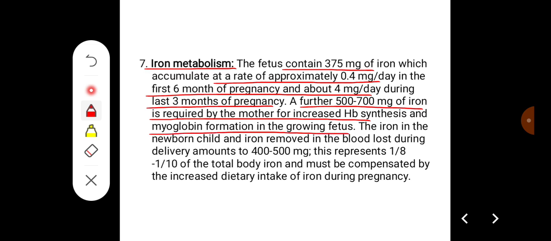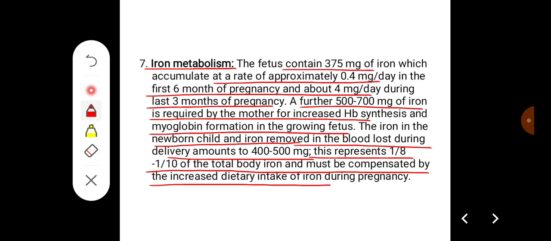in the growing fetus. The iron in the newborn child and the iron removed in the blood lost during delivery amounts to 400 to 500 milligrams. This represents 1/8 to 1/10 of the total body iron and must be compensated by increased dietary intake of iron during pregnancy.